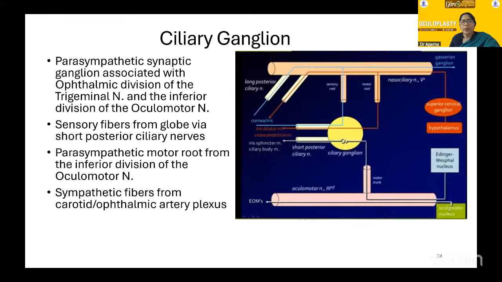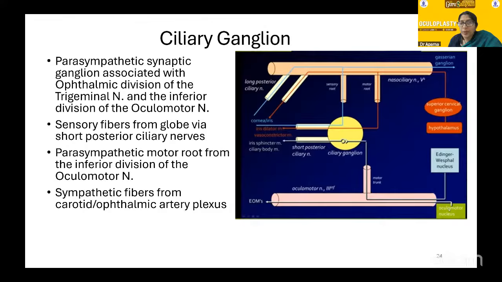So let us look at what is happening at the level of the ciliary ganglion. The ciliary ganglion is located near the orbital apex, lateral to the optic nerve and medial to the lateral rectus. So between the optic nerve and the lateral rectus, and it is a parasympathetic synaptic ganglion associated with the ophthalmic division of the trigeminal nerve and inferior division of the oculomotor nerve.